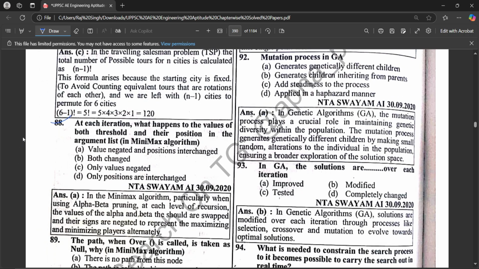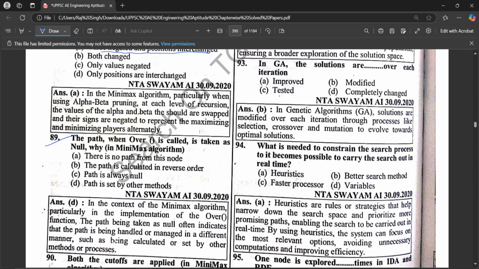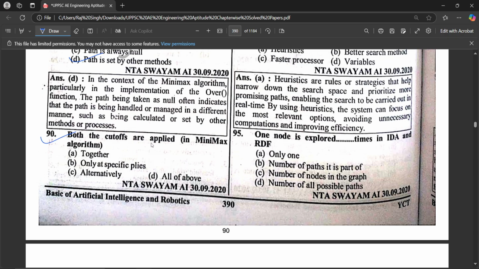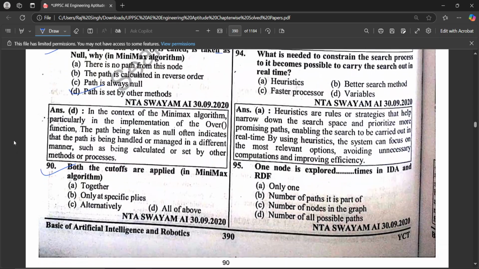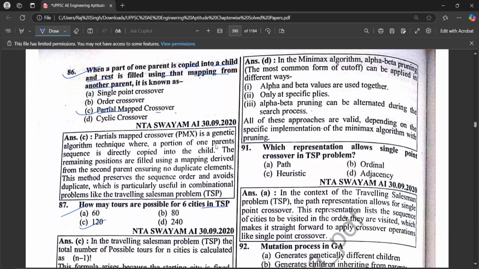At each iteration, what happens to the values of both threshold and their position in the argument list? The values and positions are interchanged. The path when over is called is taken and null wise, which is a path is set to other method. Both cutoff are applied in dash, which is all of the above. The next question is which representation allows single point crossover in TSP path?